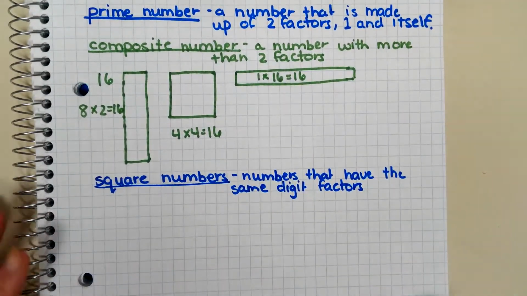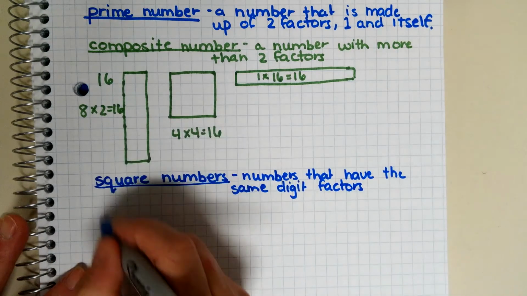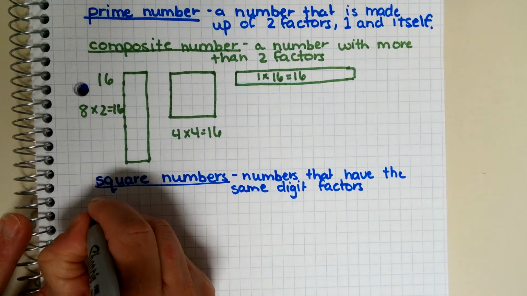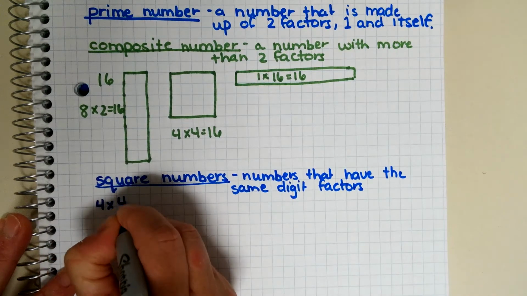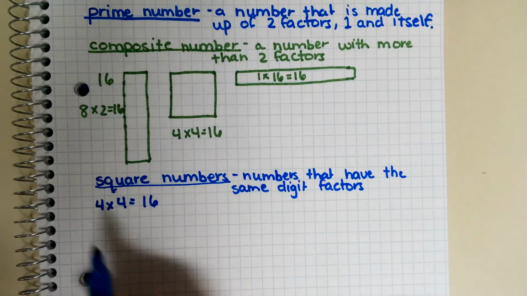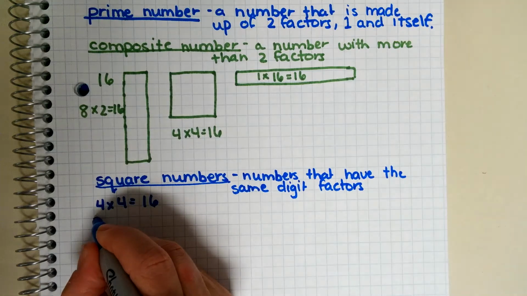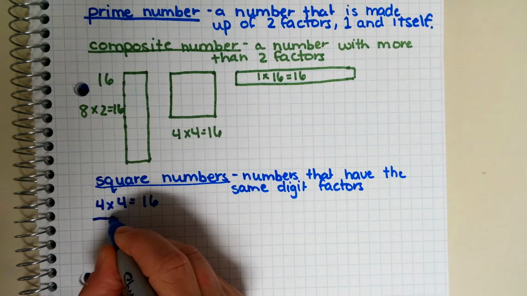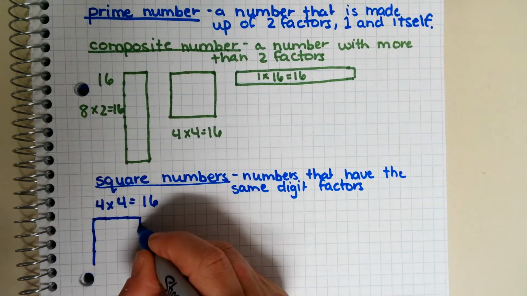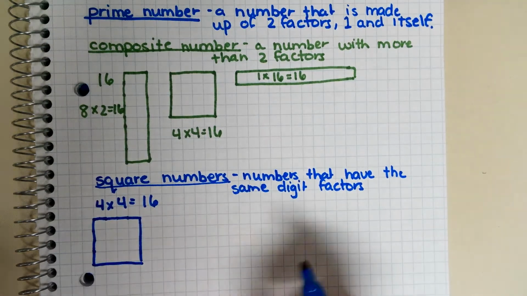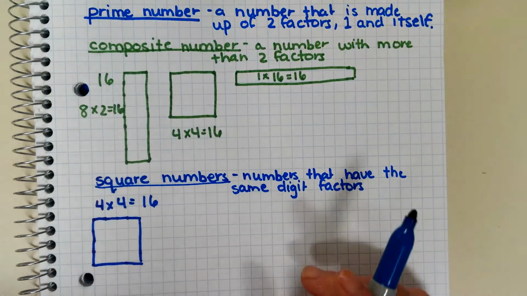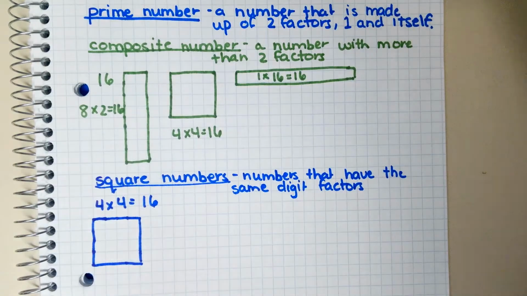So the reason they call these square numbers is that they create a perfect square. Just up above, I have 4 times 4. So 4 times 4 equals 16. 16 is a perfect square because if I draw it out in an array, 1, 2, 3, 4, 1, 2, 3, 4, it creates a perfect square. All sides are equal. Okay?